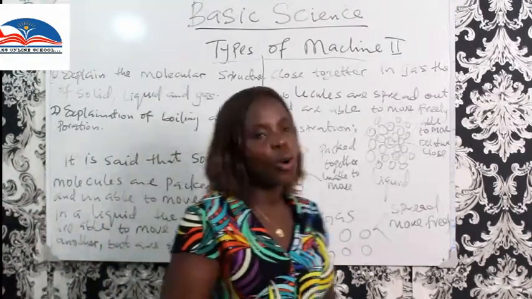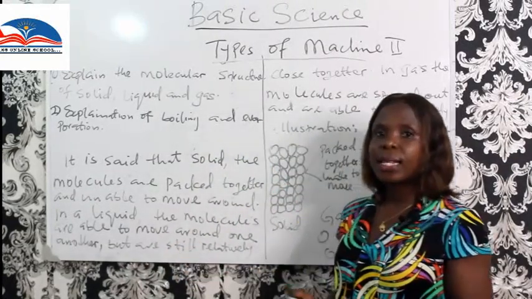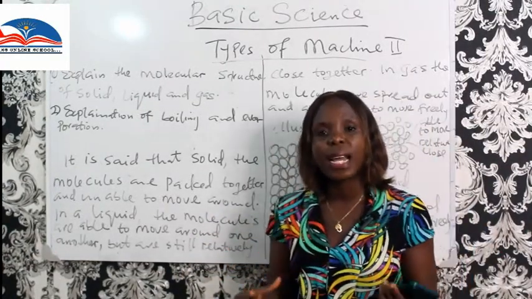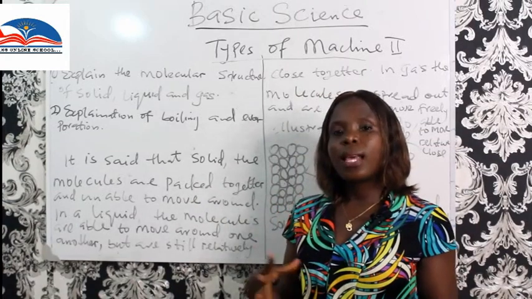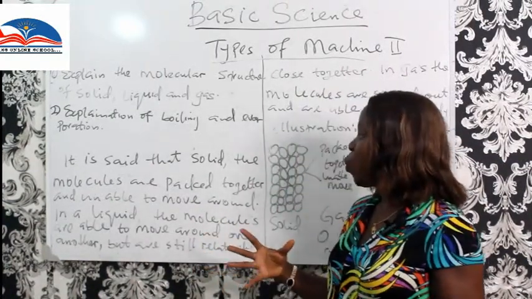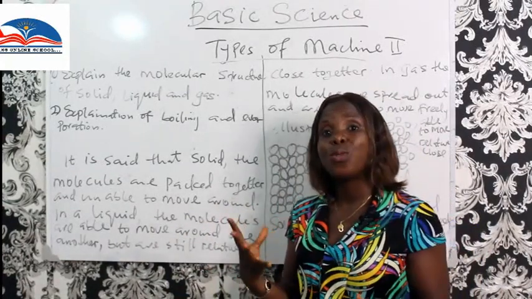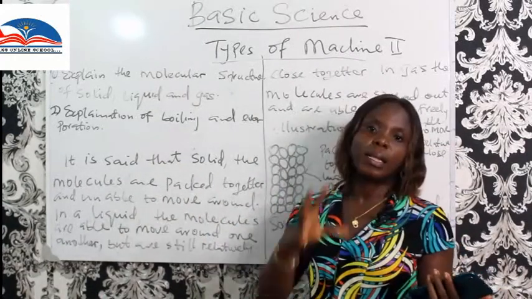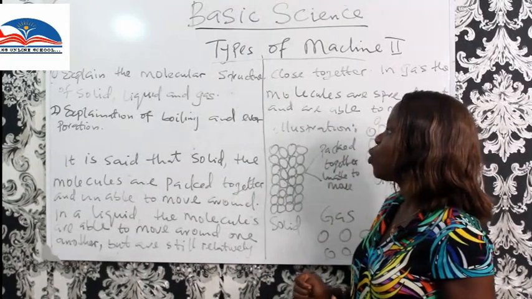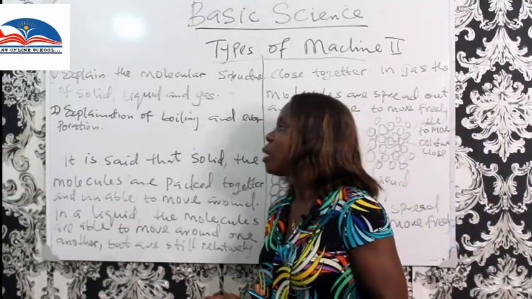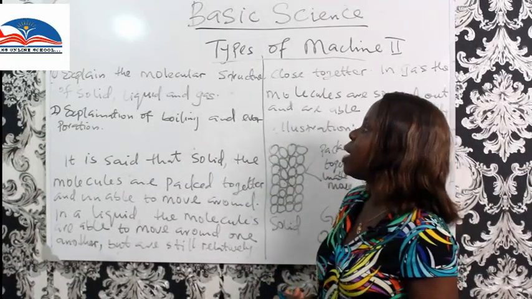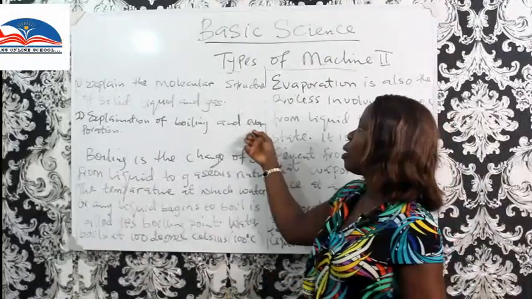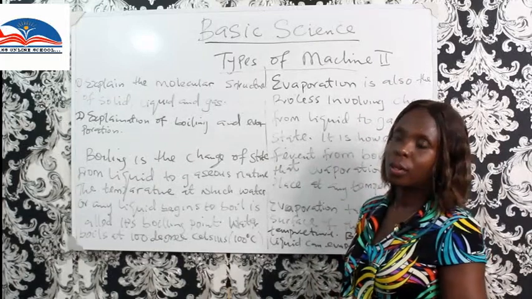So the molecular structure of liquid, solid, and gas: in solid, the molecules are packed together. They can't move. In liquid, they are packed, but they can move relatively little. But in gaseous nature, the molecules can move all around. So we've been able to explain the molecular structure of solid, liquid, and gas. Now let's explain boiling and evaporation. Let's look at the second objective, explanation of boiling and evaporation.